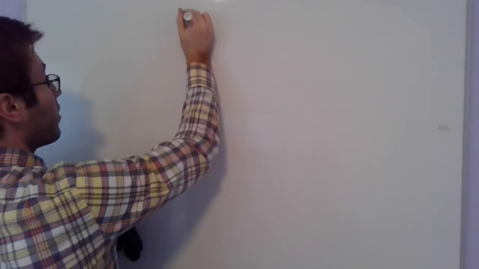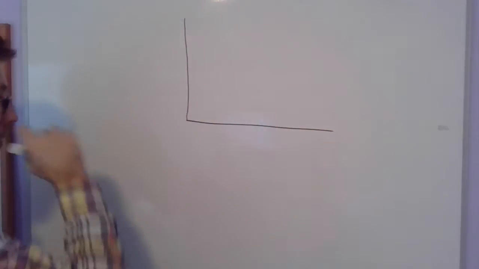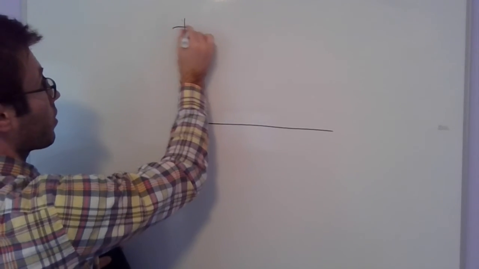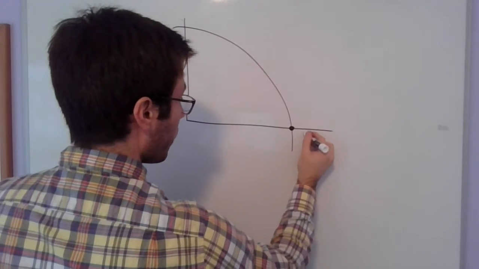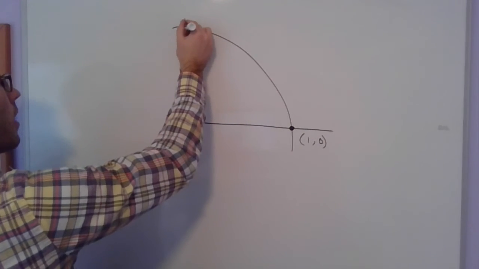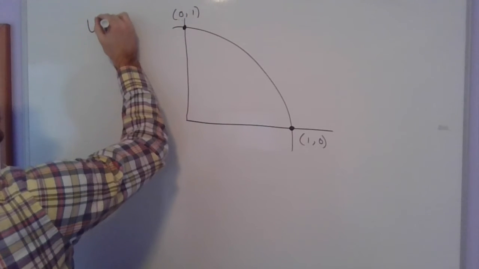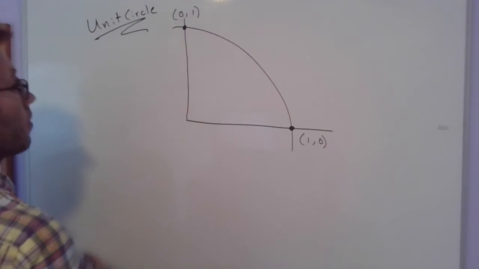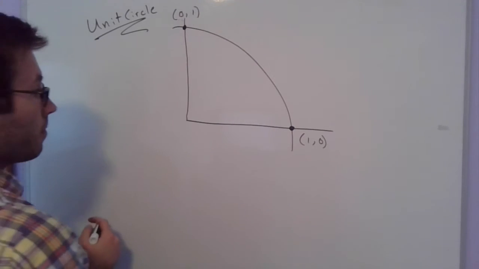I'm just going to focus in on the first quadrant for the rest of this video. If we look at our circle, so our circle looks like this. Okay, we know that this value right here is (1, 0). And we know that this value right here will be (0, 1). This is a unit circle. This is at 0 degrees. This is at 90 degrees.